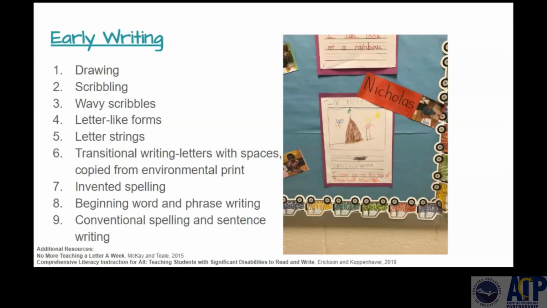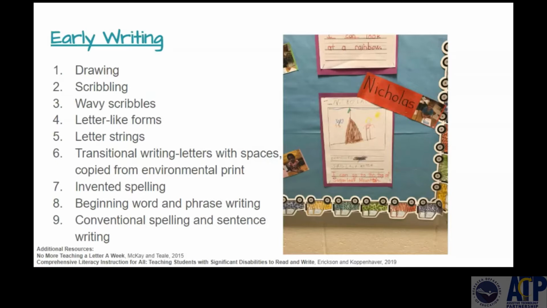As we explore how to support early literacy development for young students with disabilities, let's create a common understanding of the developmental progression of early writing. Children begin by drawing, with drawings that represent writing. At the scribbling stage, there are marks or scribbles the child intends to be writing. As they move into the wavy scribbles that imitate cursive writing and have a left-to-right progression, the child pretends to write words.